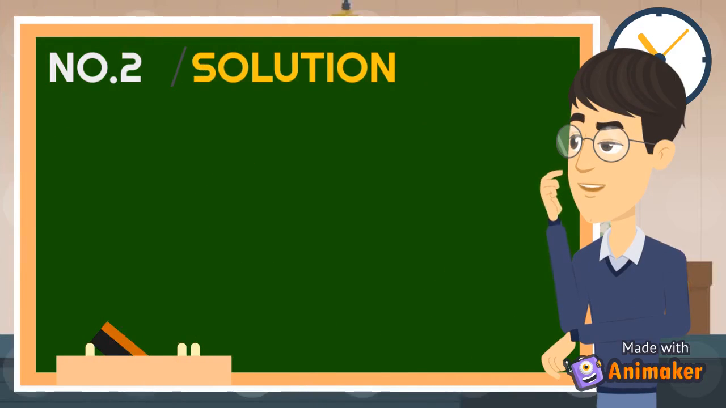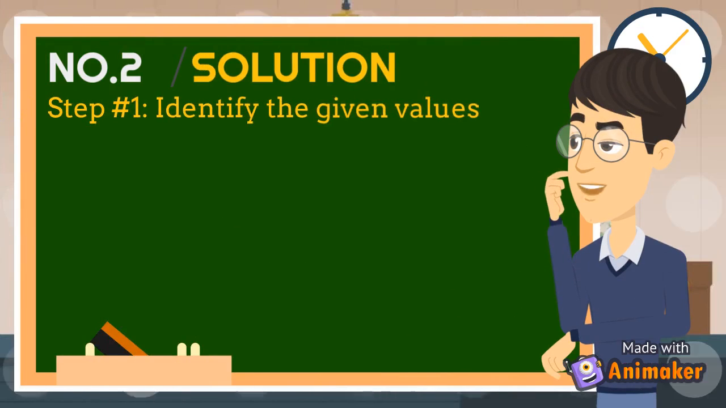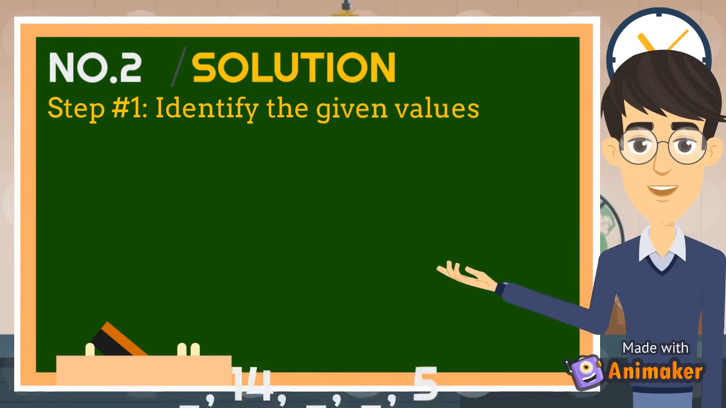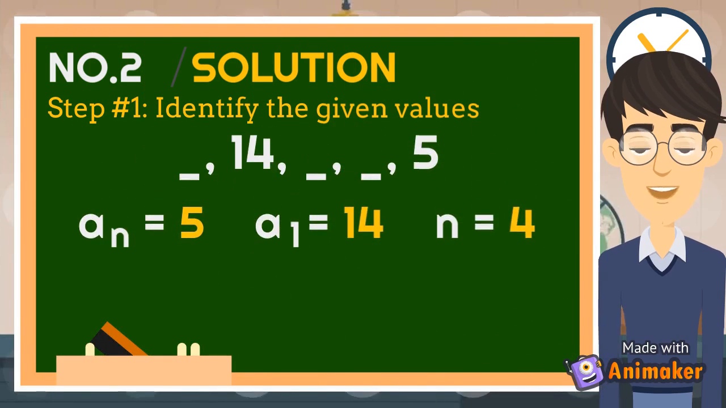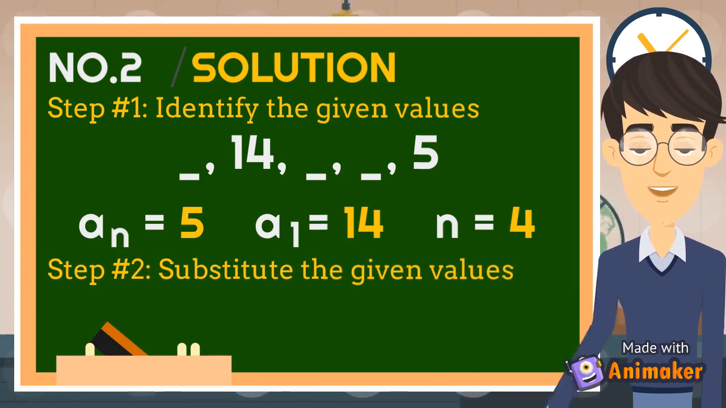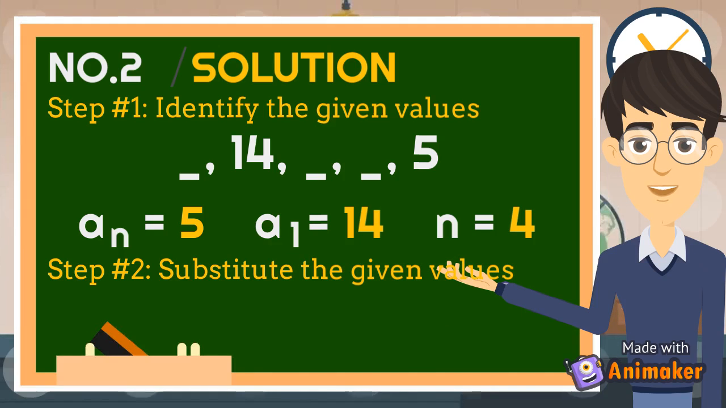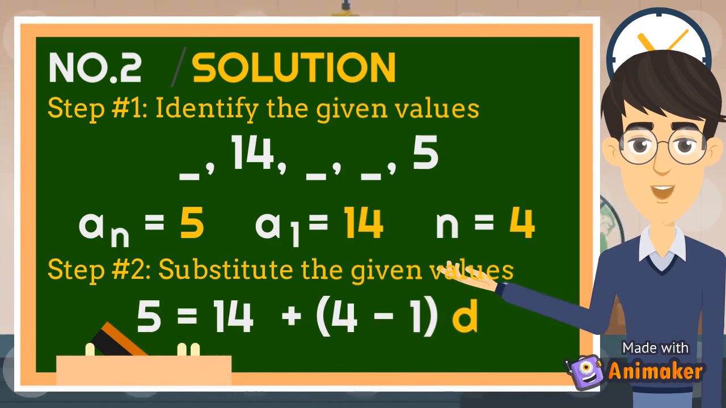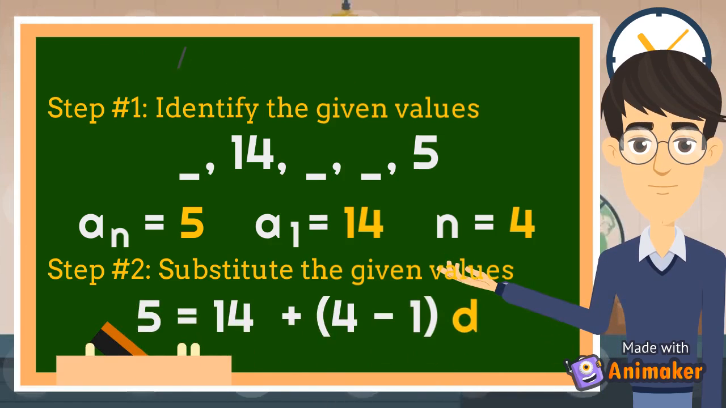Following our four-step process, let us now determine our given values, starting with the a sub n, which is 5. Next, since we do not have our a sub 1, 14 will become our first term. But the number of terms, n, will become 4, as we start our counting at 14. Second step, substitute the given values to our formula, and this will give us 5 equals 14 plus the quantity of 4 minus 1 times d.